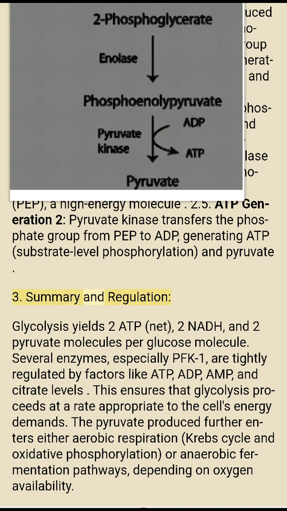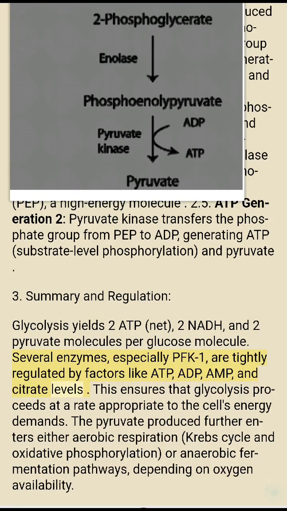3. Summary and regulation. Glycolysis yields 2 ATP net, 2 NADH, and 2 pyruvate molecules per glucose molecule. Several enzymes, especially PFK1, are tightly regulated by factors like ATP, ADP, AMP, and citrate levels. This ensures that glycolysis proceeds at a rate appropriate to the cell's energy demands.